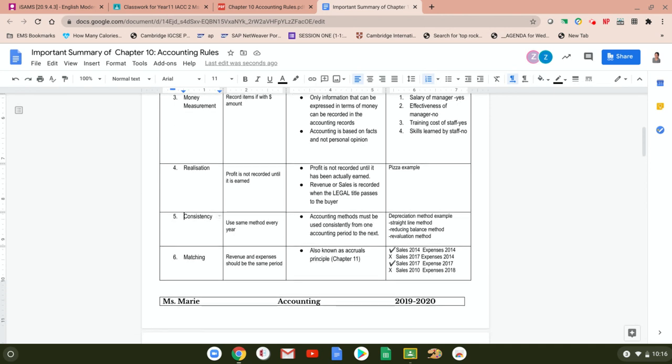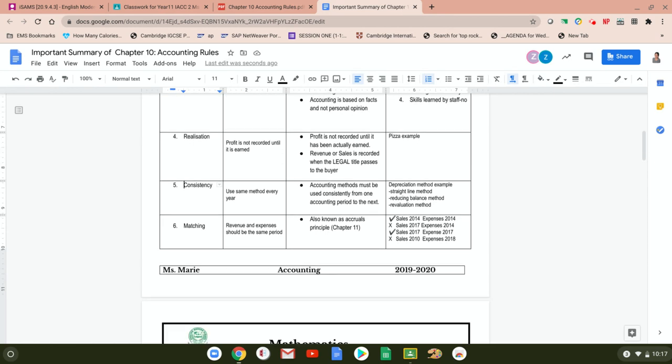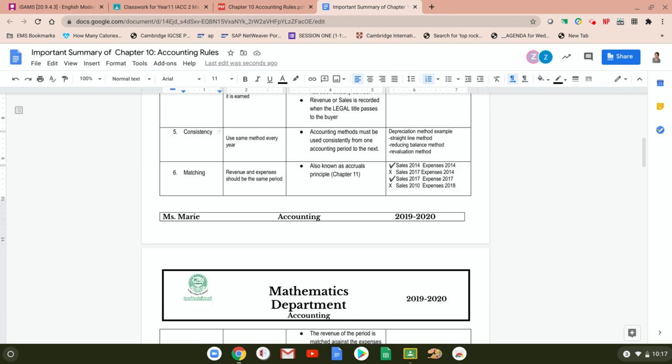Realization, don't forget the pizza example. The pizza needs to be received first by the customer in order for us to record a sale or that there is really a transaction going on. And we only record profit when it is earned. Next, consistency. We use the same method every single year. I've explained that before. And then matching, we just did it now. Revenues and expenses should be in the same period.